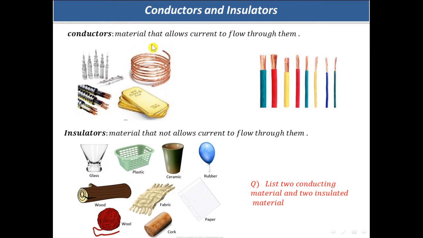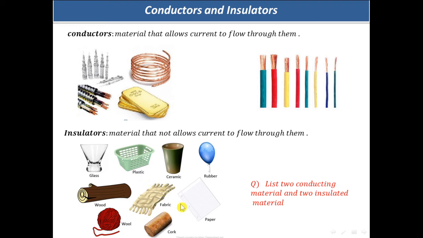Okay, now we go to another subject: conductors and insulators. Conductors are materials that allow current to flow through them. Insulators are the opposite of that. They don't allow current to flow through them. A very obvious question that may come in this subject is: list two conducting materials and two insulating materials. You can say two conducting materials like silver and gold, and two insulating materials like wood and fabric or plastic.